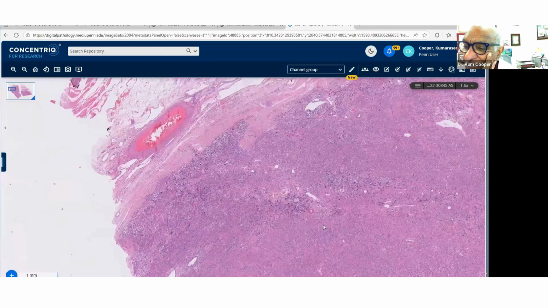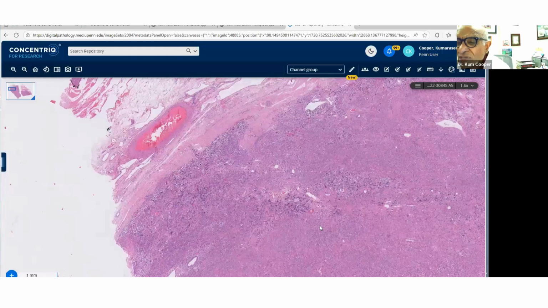So I already have one suggestion of a STUMP. I've got solitary fibrous tumor. I've got just leiomyoma, endosalpingiosis.